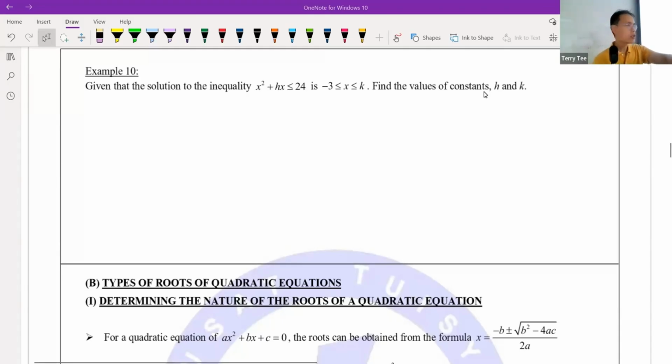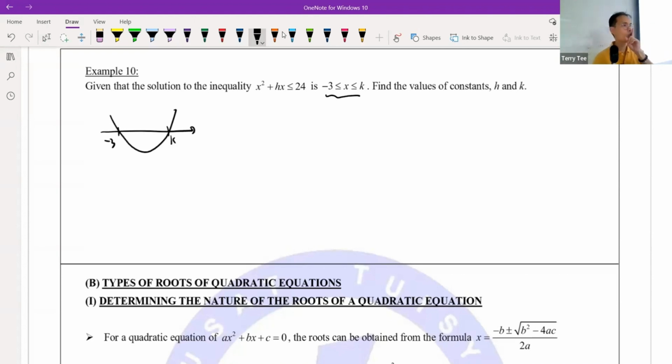Okay, so the way we go about doing this is we work backwards. We know that in order for your solution to be between -3 and k, right? Let me sketch a graph. This is -3, this is k. So because it's in between, we know it should be less than, right? It should be below the x-axis. So let's work backwards. We know the roots are x equals -3, another one x equals k. We put them together, x plus 3, x minus k. This is less equals 0.